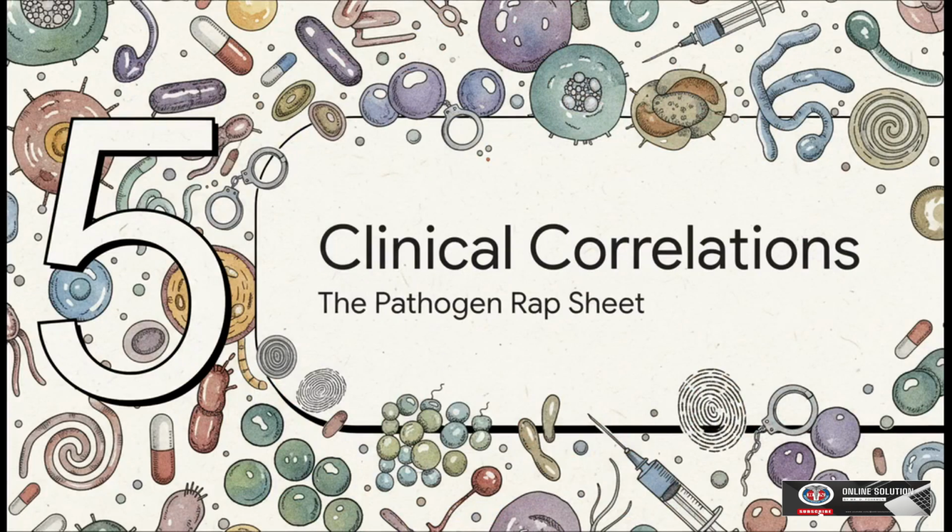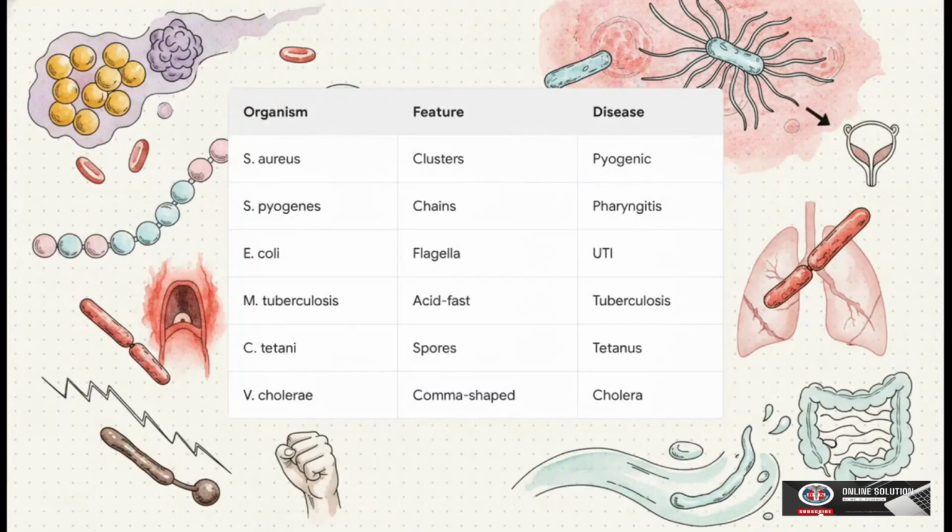All right, moving to our final section, clinical correlations. The pathogen rap sheet. It's time to synthesize all this structural and physiological science into a high-yield clinical review. Notice how perfectly a bug's morphology connects right to the patient's disease. Staphylococcus aureus, forming those grape-like clusters, causes massive pyogenic infections. Streptococcus pyogenes forms chains, leading to strep throat.